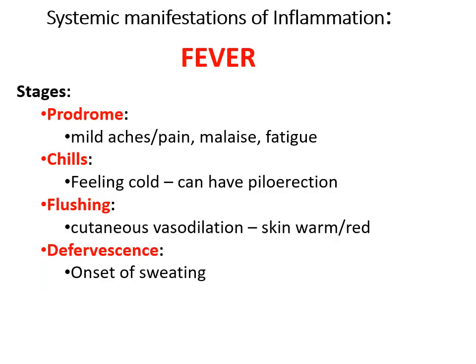Okay, so we're still on fever here. And remember, fever can come from infection or inflammation, or both, or either. So it's just a response to inflammation. And you have different stages with fever. So there's a prodrome stage where typically you just have mild aches, pain, malaise, which is just the general feeling of unwell, and fatigue. And we've all had this with the onset of viral illness.